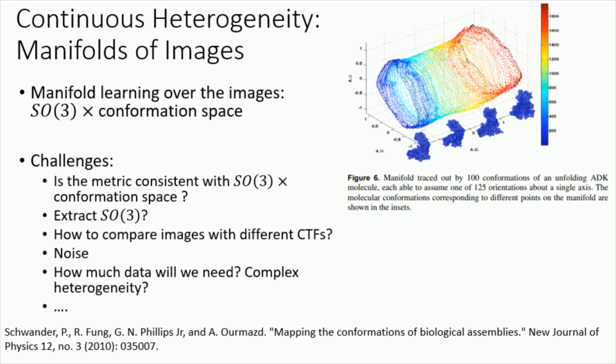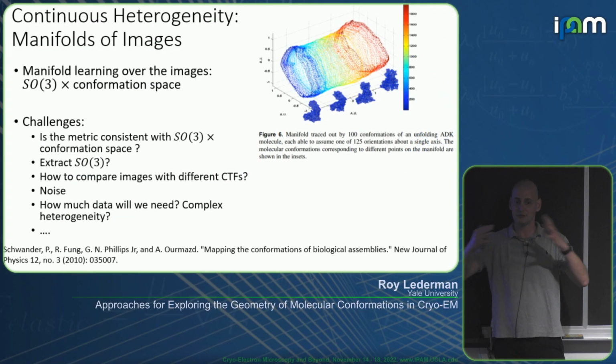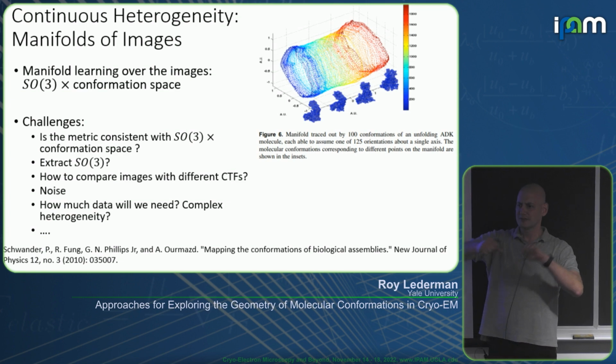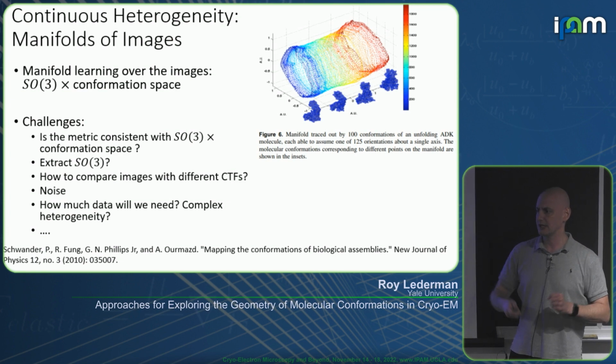There are a lot of difficulties in this because it's a huge number of images that you need to compare to each other and try to construct a manifold from them. And it's very difficult to separate the different orientations from the conformation.